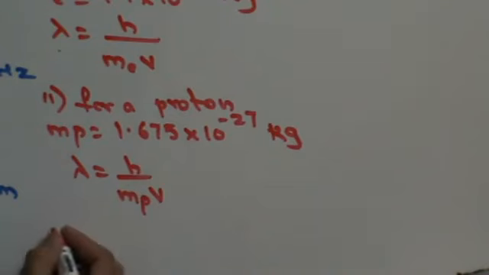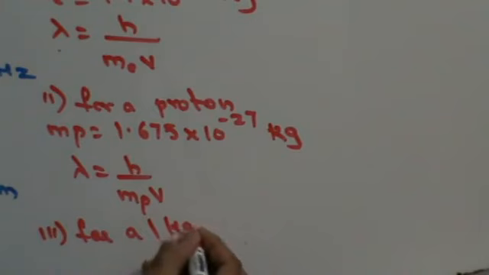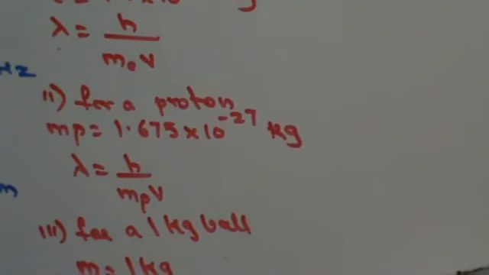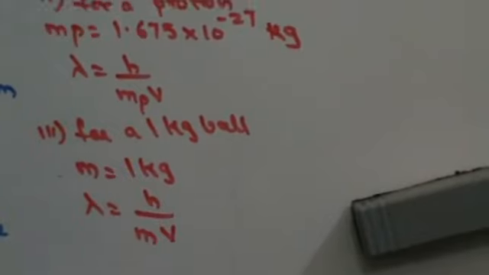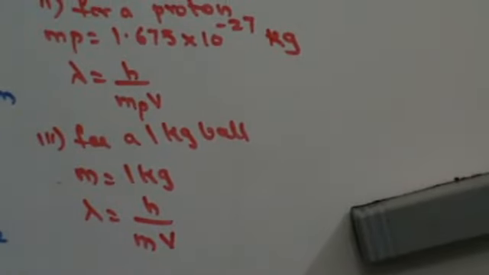Finally, for a 1 kg ball, mass will be 1 kg, so lambda will be h upon mv. Mass is given to you as 1 kg, you should be able to get that answer, right?